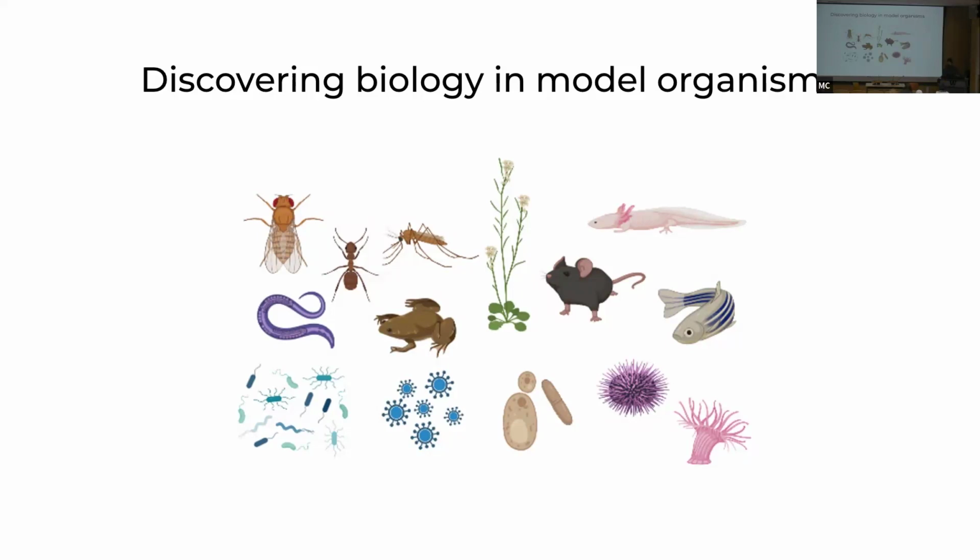So model organisms are organisms that are commonly used in research. And here are some common examples: bacteria, bacteriophage, E. coli, sea urchins, fish, mice, plants, all sorts of different kinds of organisms. And these were commonly chosen for practical reasons.